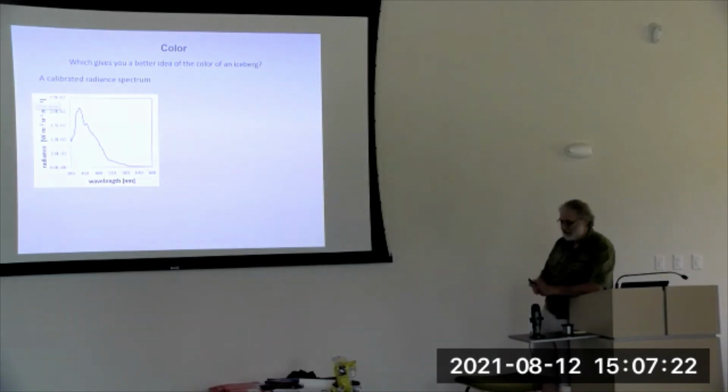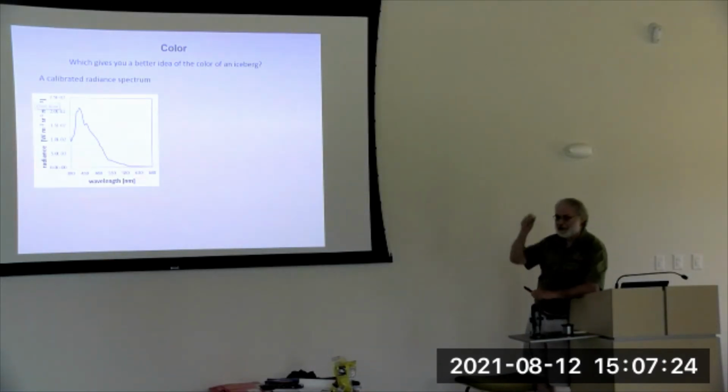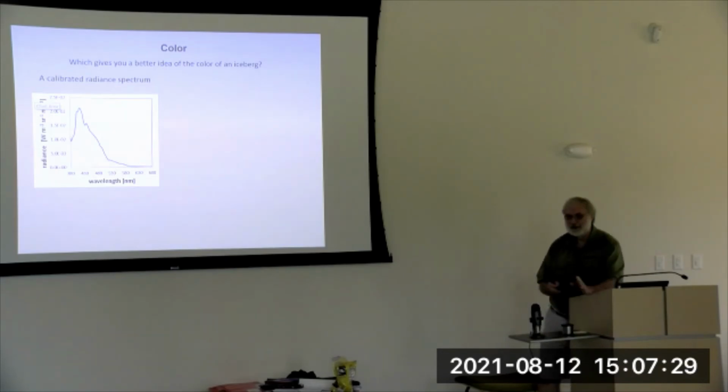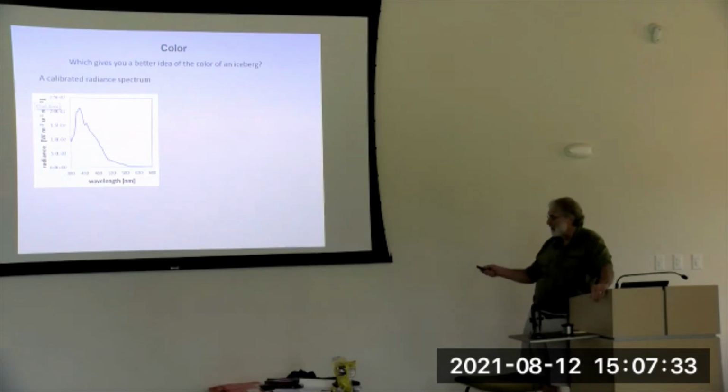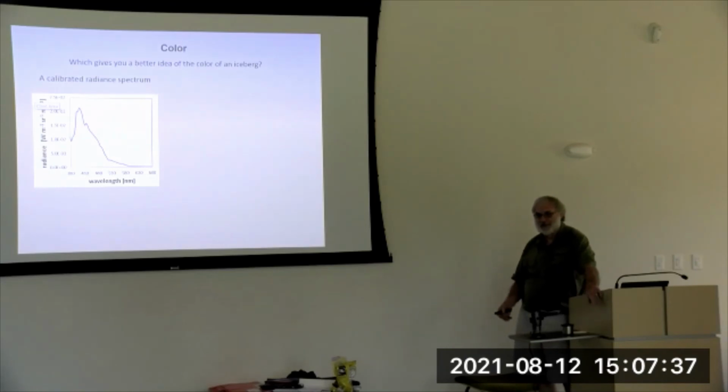Okay, so this now gets us into the business of color, which is what your brain comes up with. So I'm telling you how beautiful icebergs are. I said, just look at this spectrum of the light coming off of an iceberg. Isn't that beautiful?